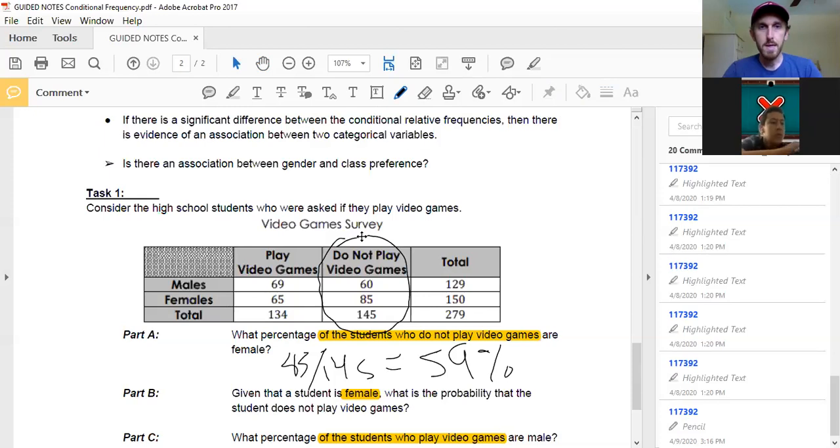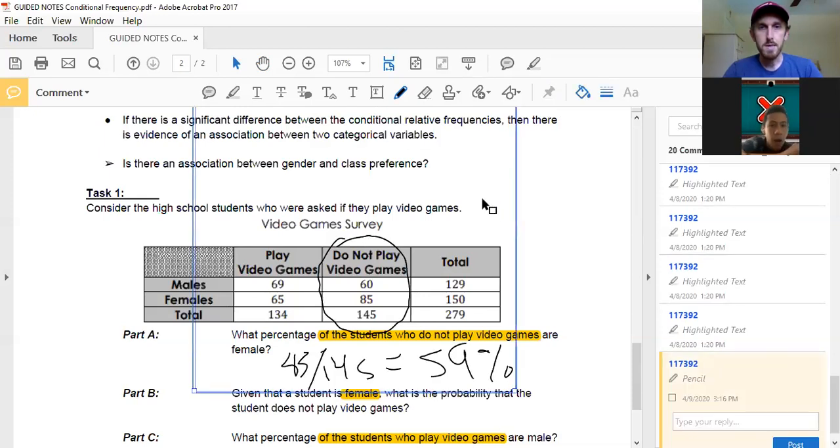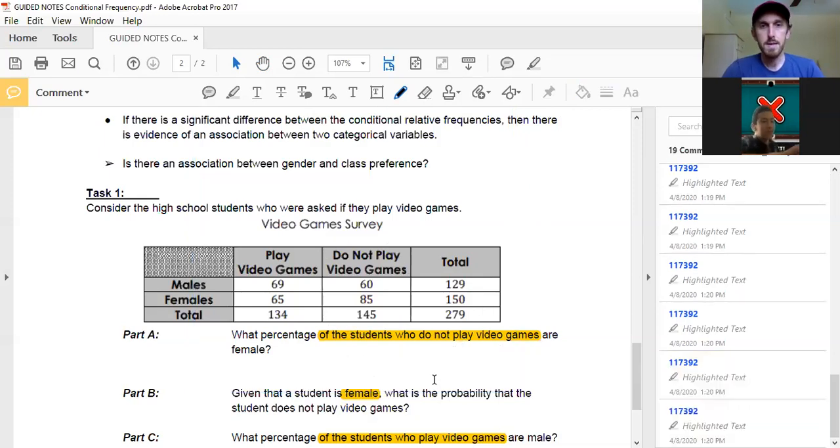Okay. Maybe I can erase. Can I erase this? What is this? It's a box. Okay, I just deleted the whole thing. All right. That didn't work.